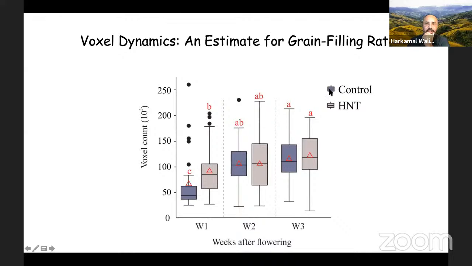One instance of what that means: when we compared a small subset of lines from control, shown here in blue, and HNT stress in gray, we start to see a difference in voxel count, which is the volume in the 3D space, by week 1 already, and then it catches up by week 2 or week 3. So we can pick up differences very early, which you may not be able to pick up in terms of phenotypes or traits if you were harvesting at maturity alone.